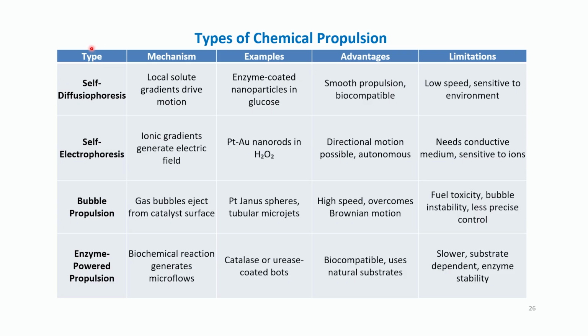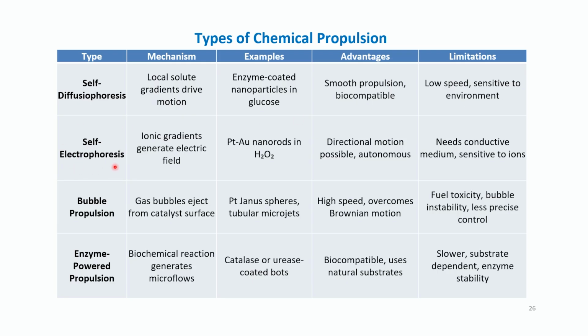So that's the comparative table between each type of chemical propulsion mechanism. In self-diffusiophoresis, local solute gradients drive the motion. There's a change in local solute concentration, which creates a gradient across and which will help in driving the motion of your bot. Examples are enzyme coated nanoparticles in glucose. Advantages: there's smooth propulsion and your material is biocompatible. Limitations: speed is low and it is sensitive to the environment.